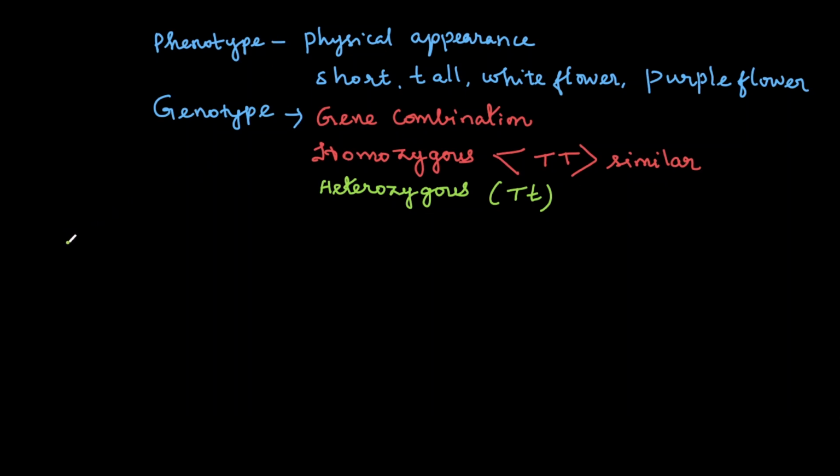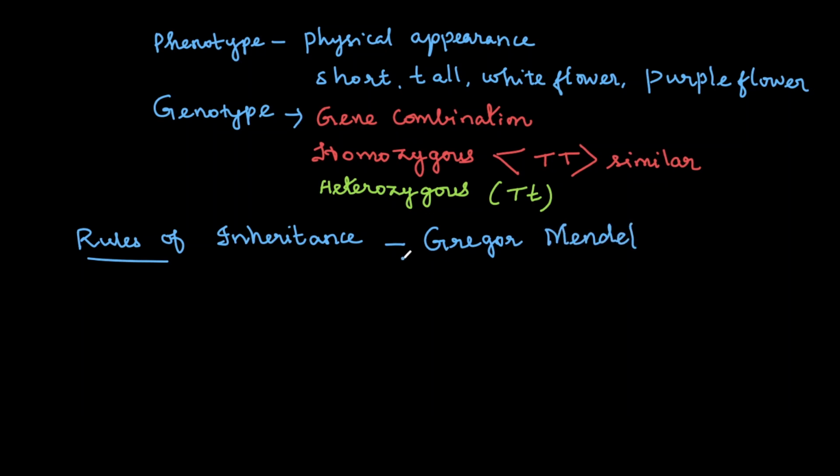So we are going to see the rules of inheritance. Gregor Johann Mendel, a botanist, did the experiment on the pea plant. He selected the pea plant for his experiment. The botanical name for the pea plant is Pisum sativum.